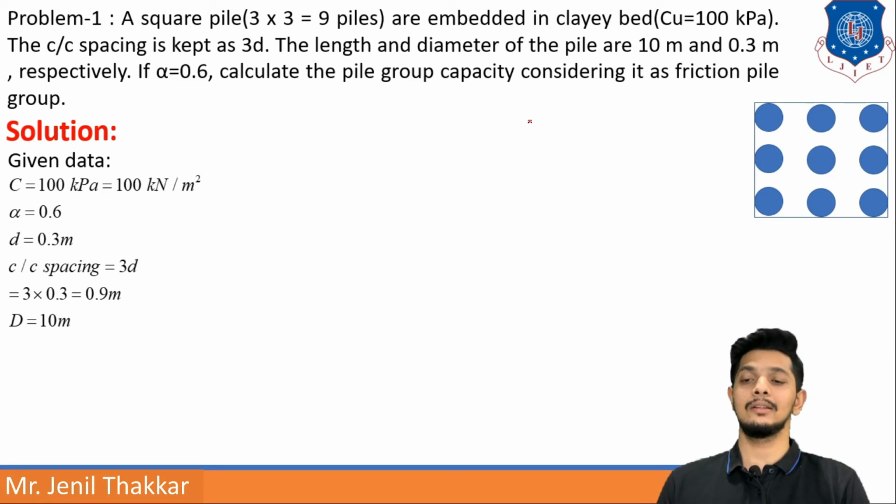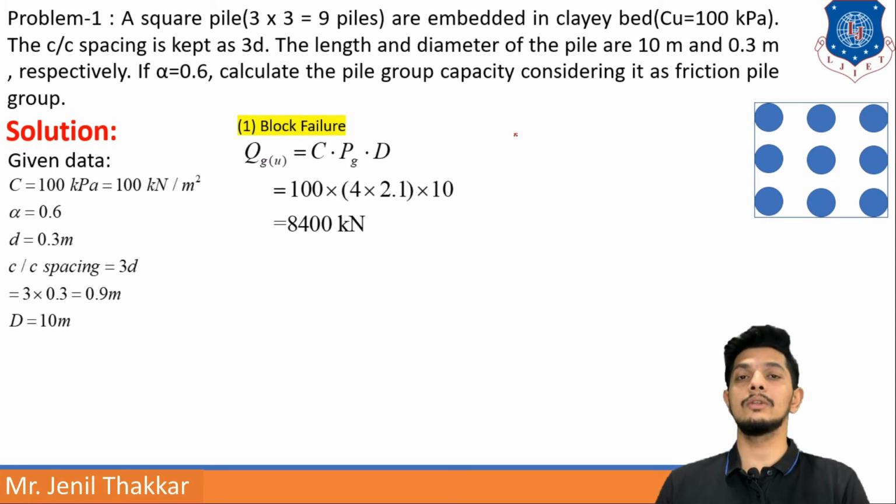CC spacing, that is 3 times diameter, so we can write 3 into diameter. Diameter is given as 0.3. So it will be 0.9 meter total spacing. And depth, or we can say length of the pile, is given as 10 meter. So let us consider block failure first. For block failure, QG, the ultimate group load carrying capacity of the pile group, can be written as C into PG into D. Here the second term is not written because it is a friction pile and it is a clayey bed, cohesive soil.